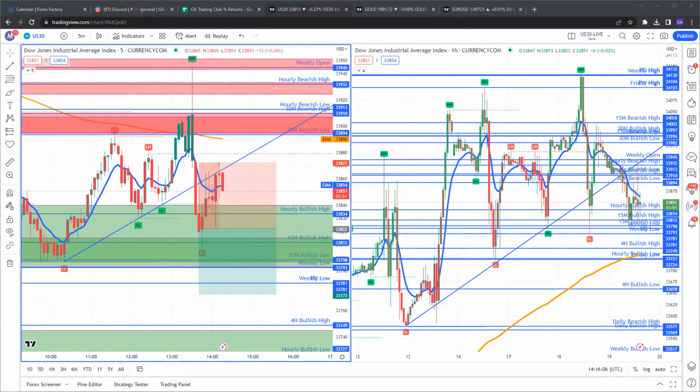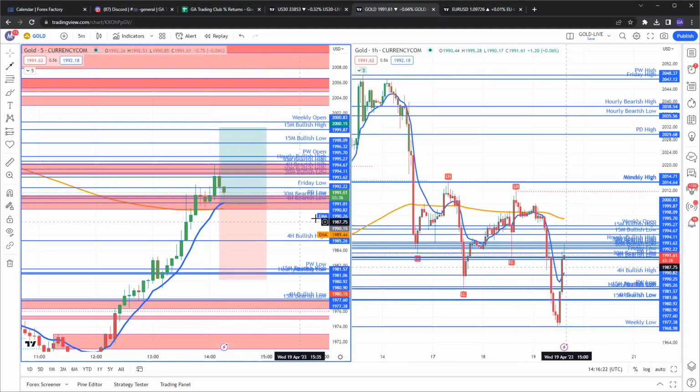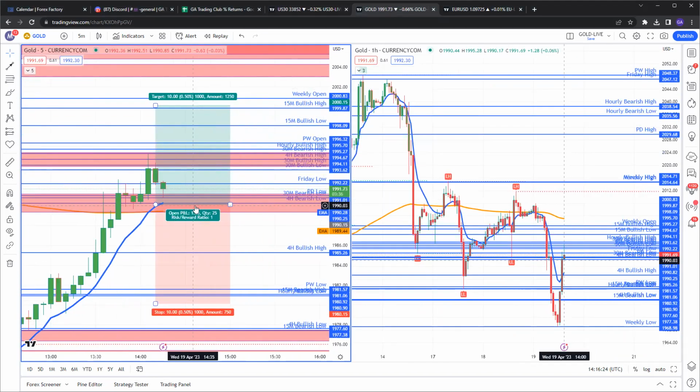Let's see. I don't like the uptrend. Nah, I'm not going to. I wanted to size into a sell, but I will not do that. I would much rather just wait.